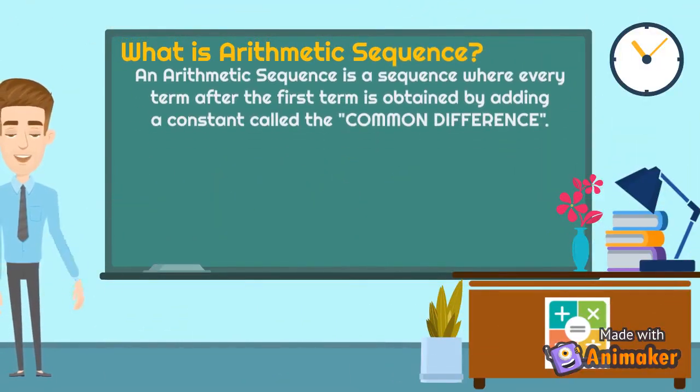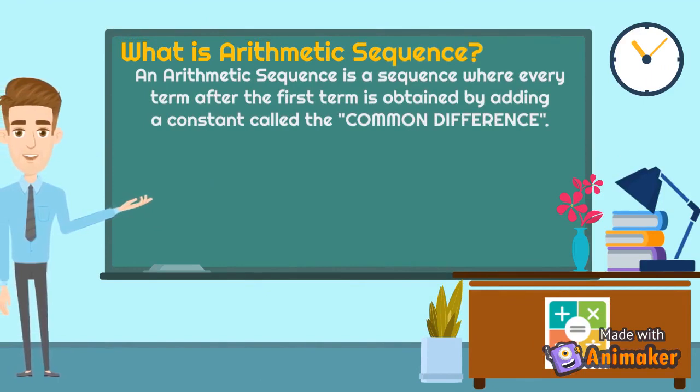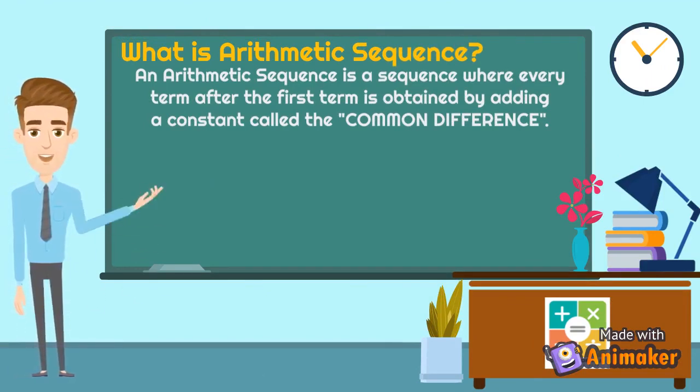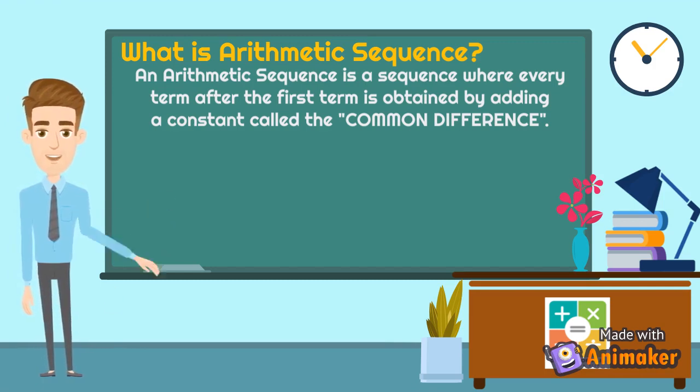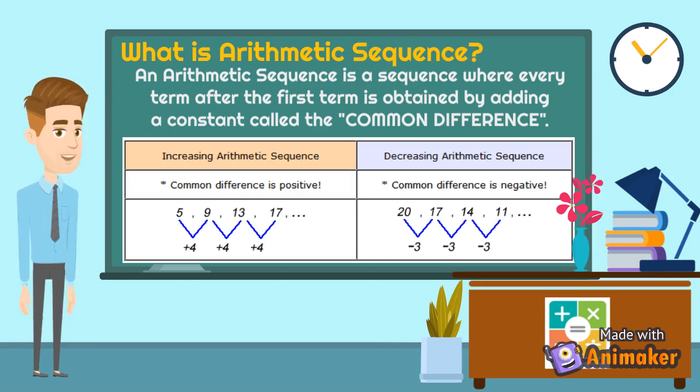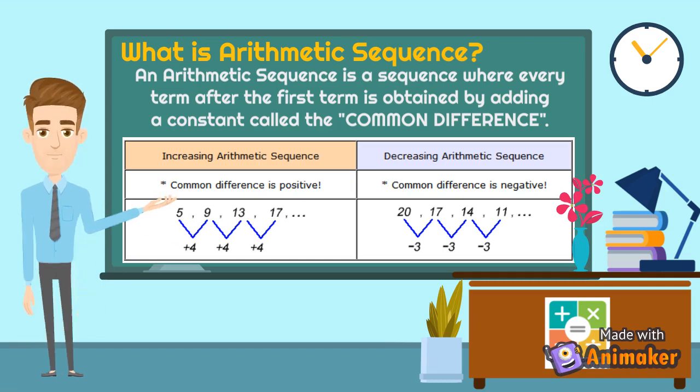An arithmetic sequence is a sequence where every term after the first term is obtained by adding a constant called the common difference. This can be both increasing and decreasing depending on its common difference. Looking into our table, we can say that an arithmetic sequence is increasing if its common difference is a positive number, like in the given sequence, 5, 9, 13, 17, and so on, which is being increased by 4.